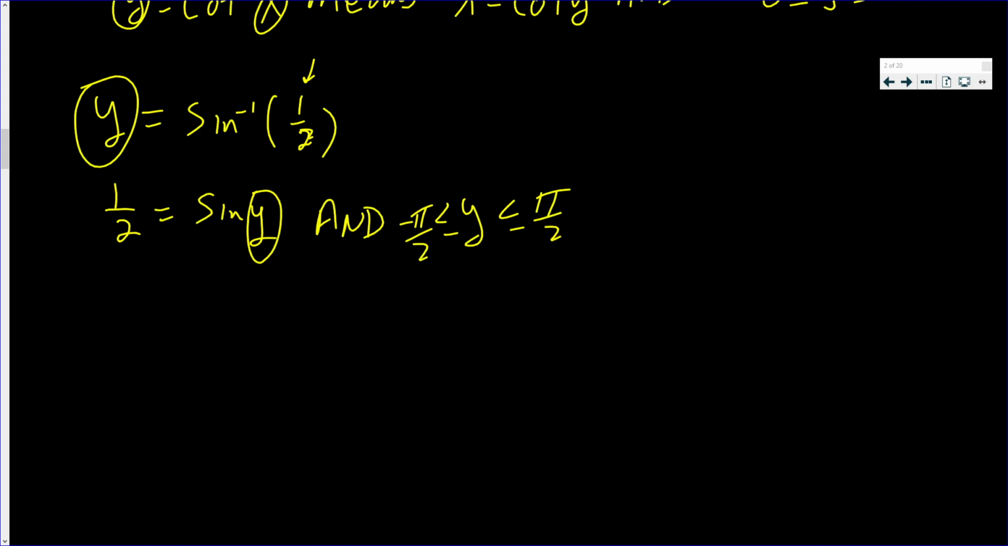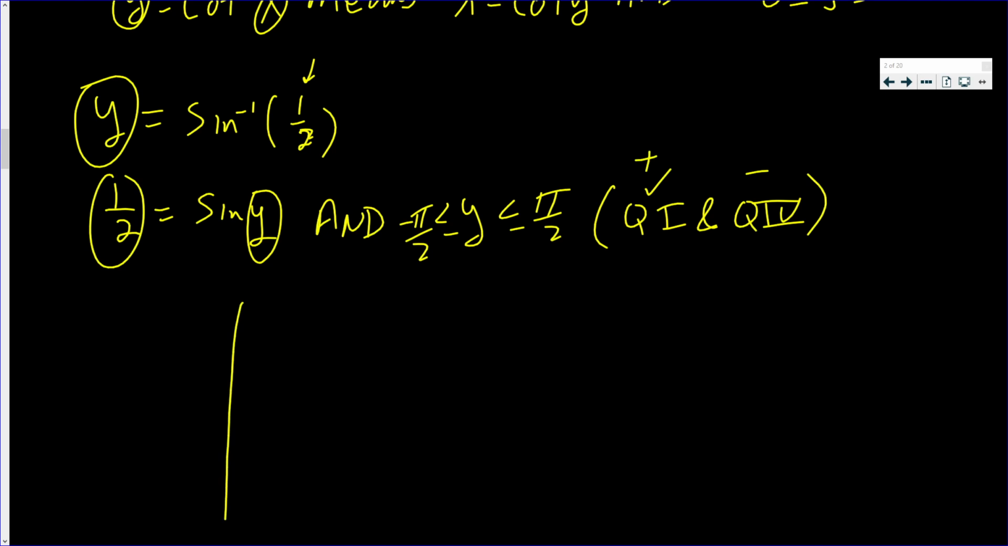Now, this is quadrant 1 and quadrant 4. All the trig functions have quadrant 1 and another quadrant. Quadrant 1 is always positive. Sine, cosine, tangent, all 6 trig functions are positive. In the other quadrant, it's going to be negative. Well, since we want a half, we know that our answer is going to be in quadrant 1.